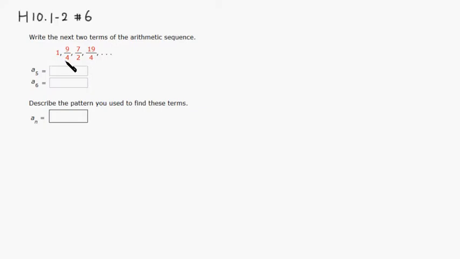It's too bad that the denominator is not the same number. So I'm going to take a common denominator. It looks like 4 would be a good one. So the first one is 1, which is the same thing as 4 over 4.